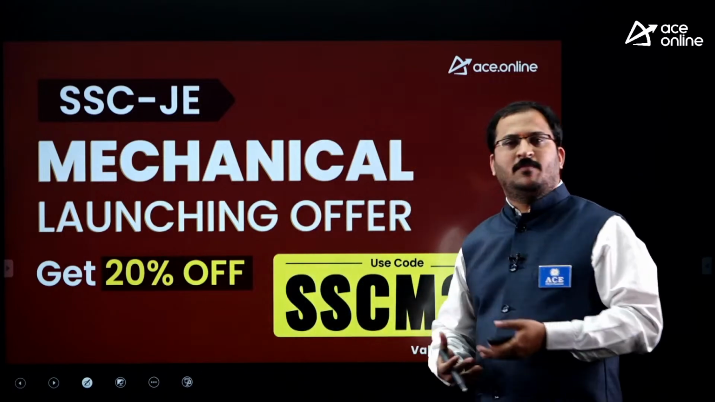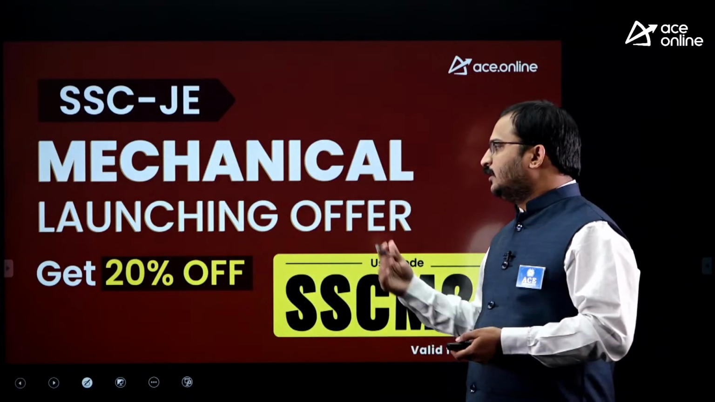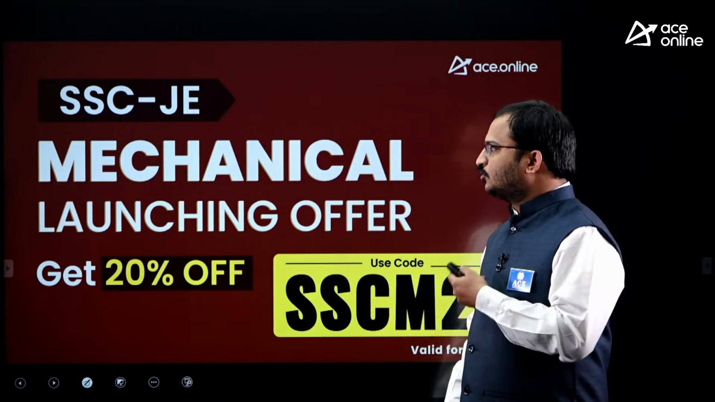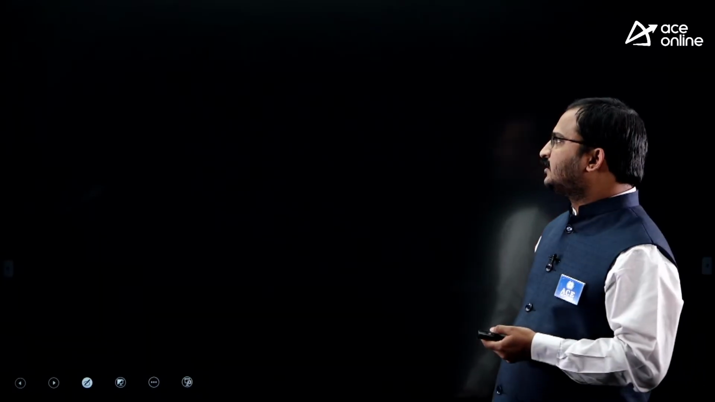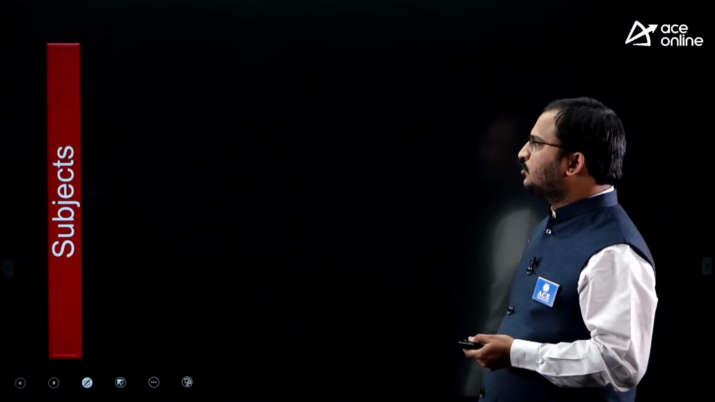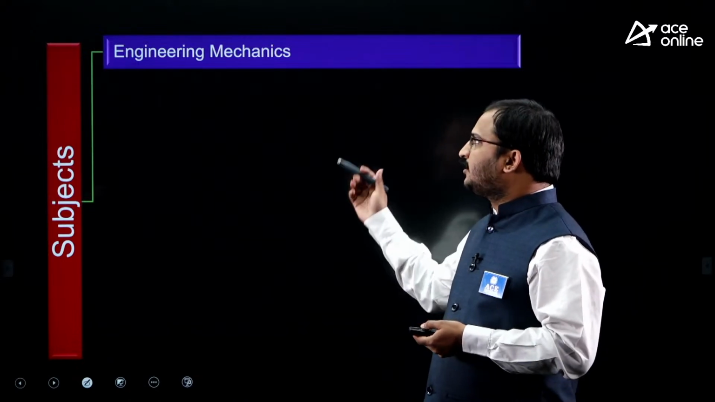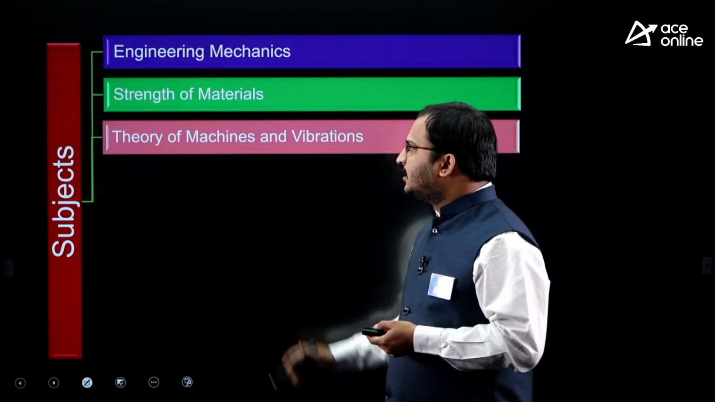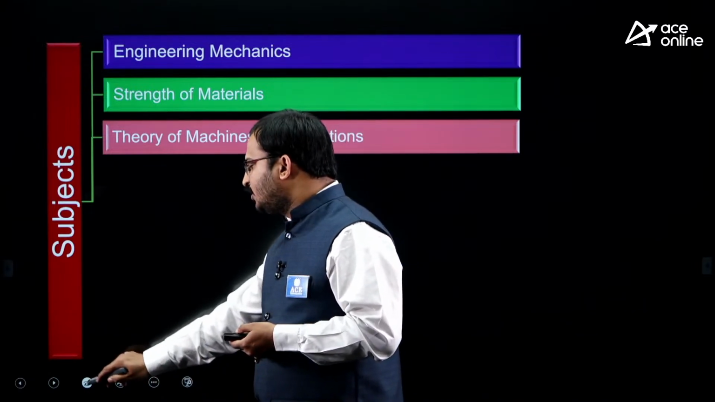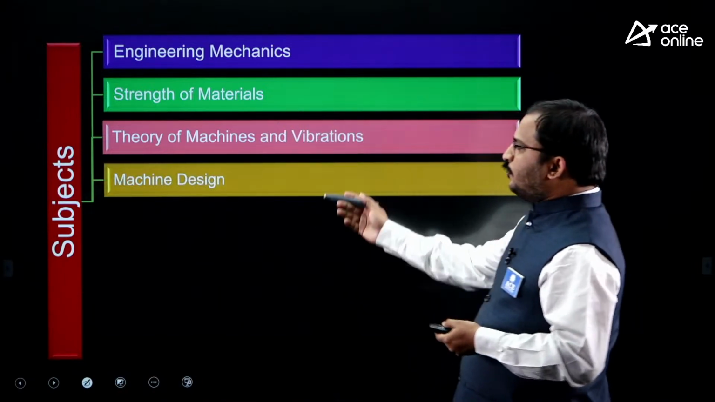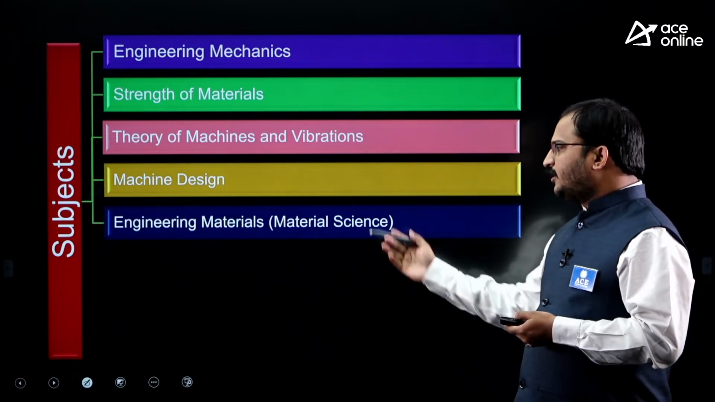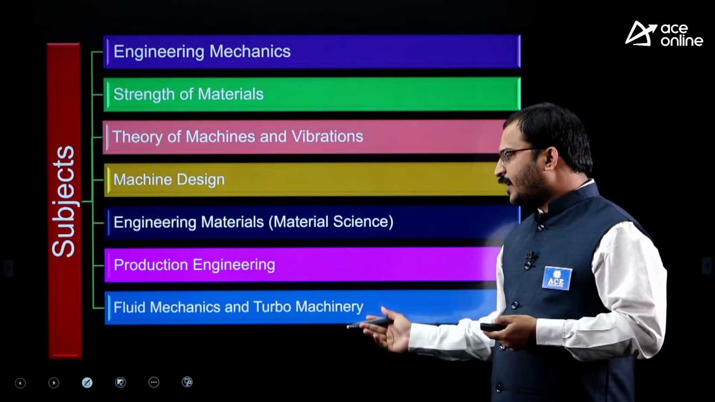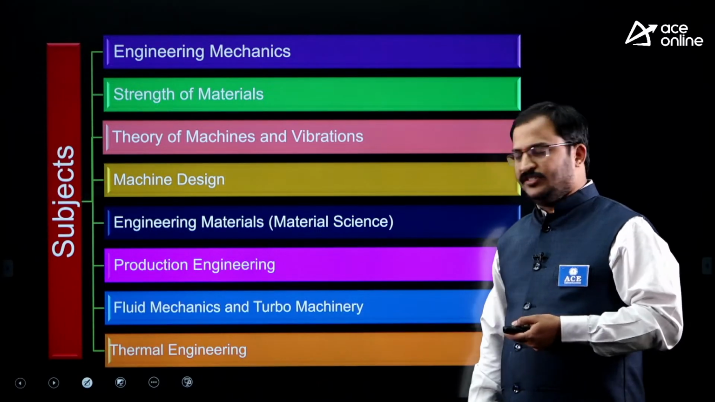So now what will be there in this course? You may get a doubt about what will be there in this course and what subjects are covered in this particular course. Now let me show you the different subjects that are covered here. The first subject is engineering mechanics, then the second one is strength of materials, third one theory of machines and vibrations, fourth one is machine design, then engineering materials, you can also call it material science, then production engineering, fluid mechanics and turbomachinery, and thermal engineering.